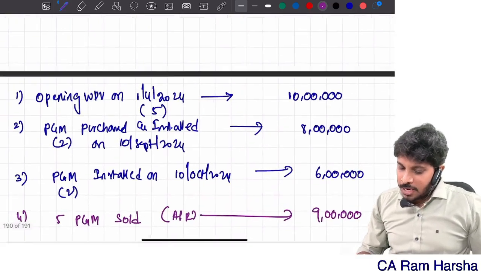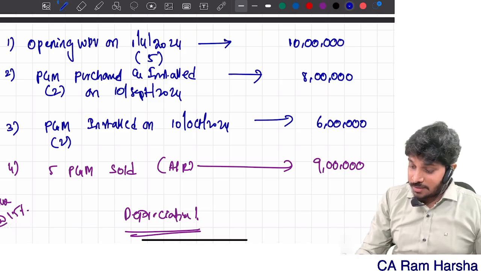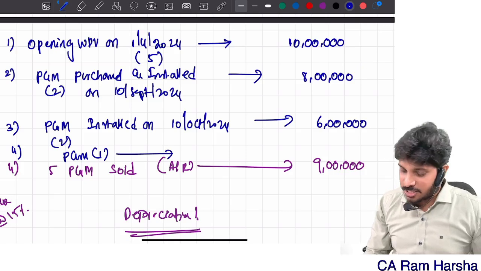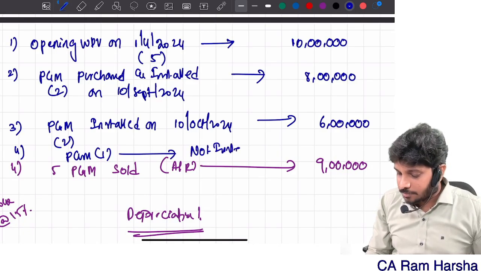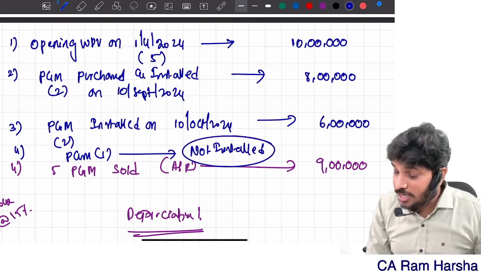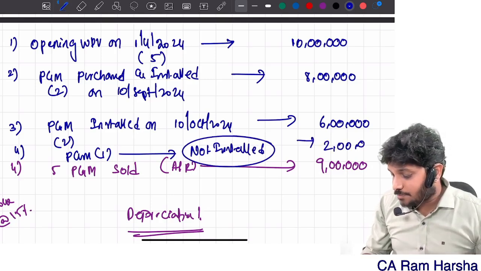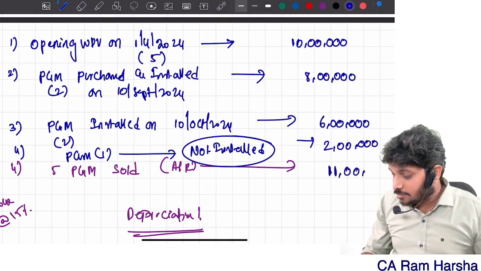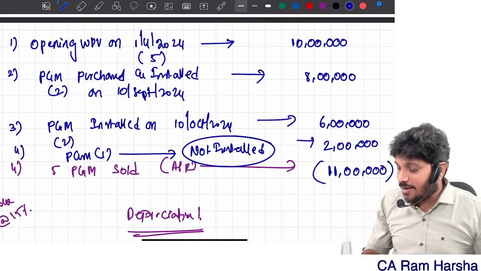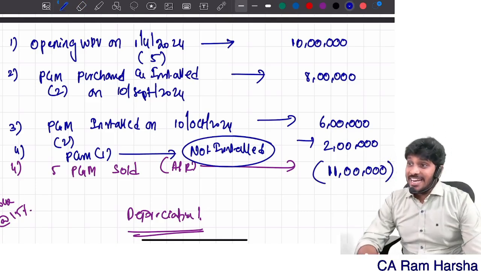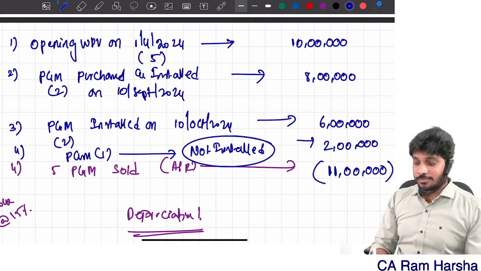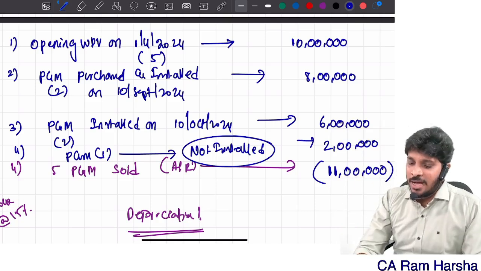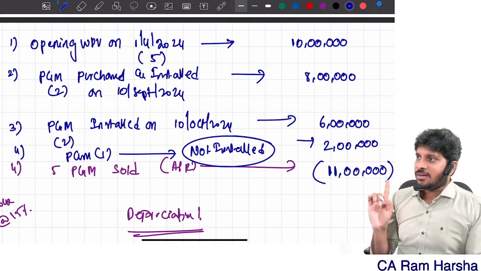Now let us do one more small adjustment. We purchased another machinery, not installed at all. That value is 2 lakh. Now the sale value is 11 lakh. Same information, one more asset is purchased. Remember the information.